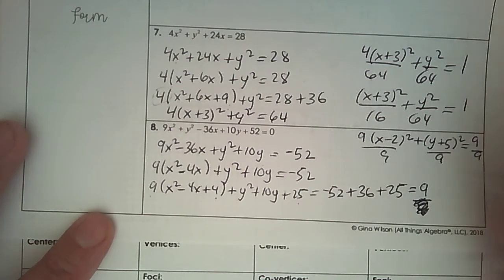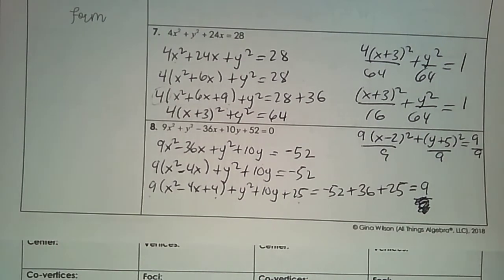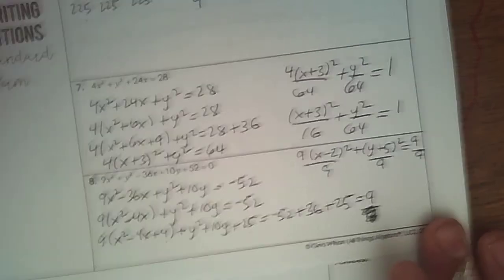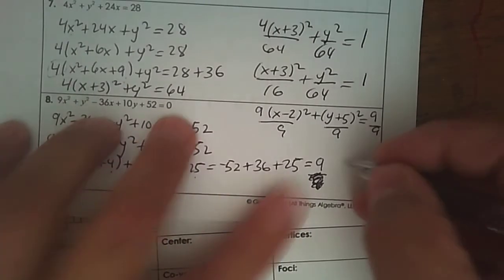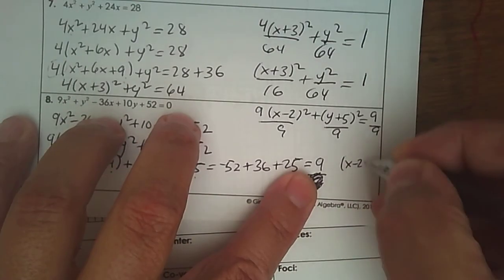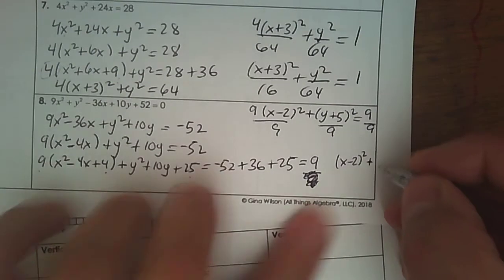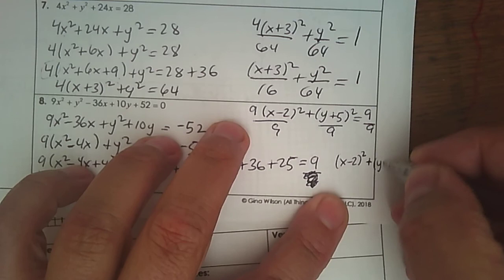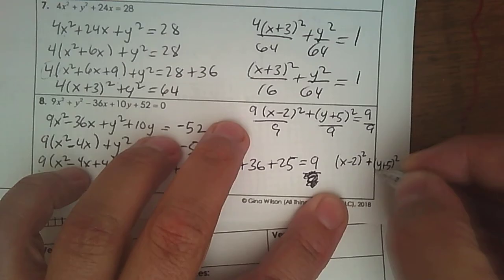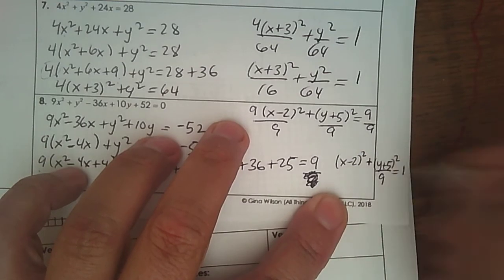So simplify it. 9 divided by 9 is x minus 2 squared. The denominator you don't see is 1. Then it's y plus 5 squared divided by 9, and then it's equal to 1.